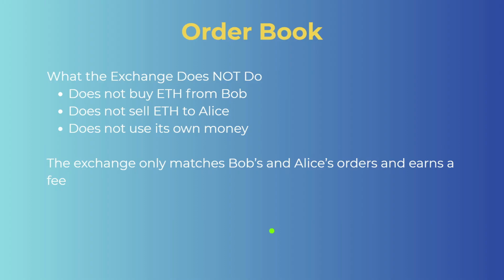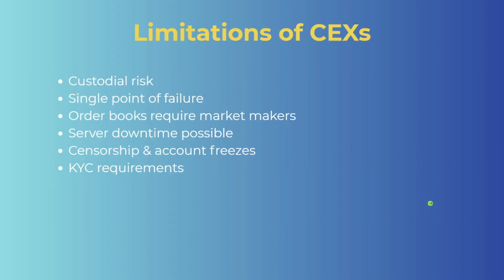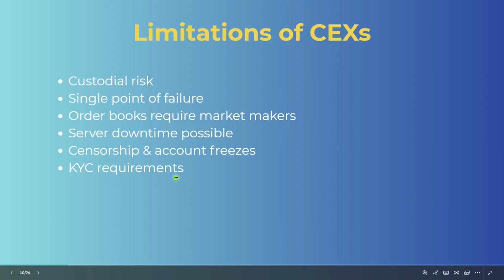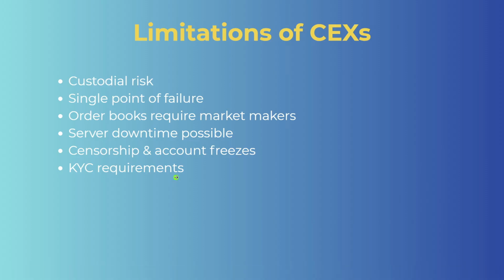The exchange does not put its own money at risk, but it simply matches a person that wants to buy and a person that wants to sell. So what are the limitations of a centralized exchange? Custodial risk, single point of failure, order books require market makers, server downtime is possible, censorship and account freezing, and KYC requirements. Of course, these are all things that, as you can see, the blockchain wants to overcome.